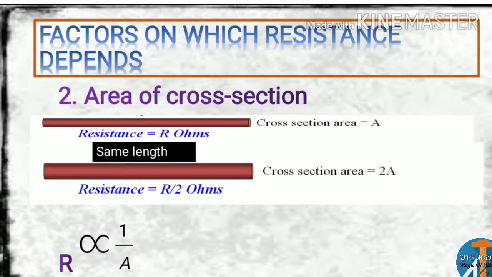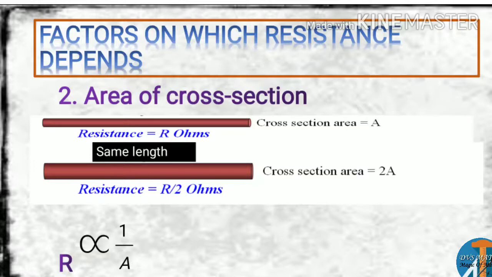That means there is a change here. In area of A, resistance is R. But in second case, if area is double 2A, resistance decreases to its half. Means it is reverse. If area is more, resistance is less. If area is less, resistance is more. So they are inversely proportional. Inverse, because the reverse connection, because if one is more, another one is less. If one is less, another one will be more. So here it is inversely proportional.